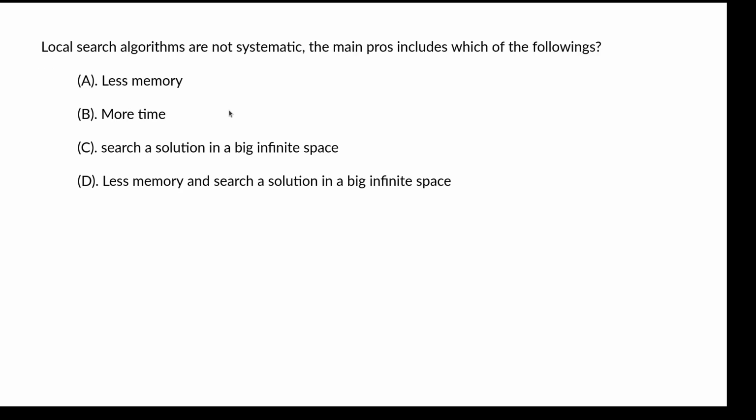Local search algorithms are not systematic. That's true, they don't do systematic search, they just see the neighbors and switch. The main pros include which of the following? Local search has a problem, but is there also a benefit? The benefit is less memory, because it is seeing only the local neighborhood, which is very small in number, right? Less memory, and it can also find a solution in a big or infinite space, because they are asymptotically complete algorithms.